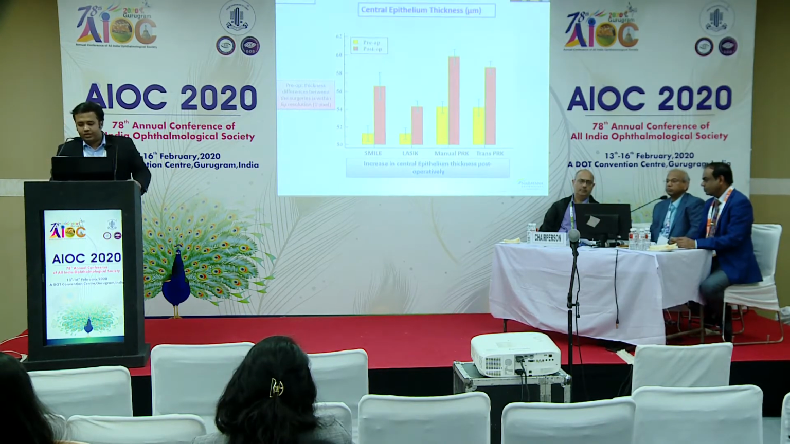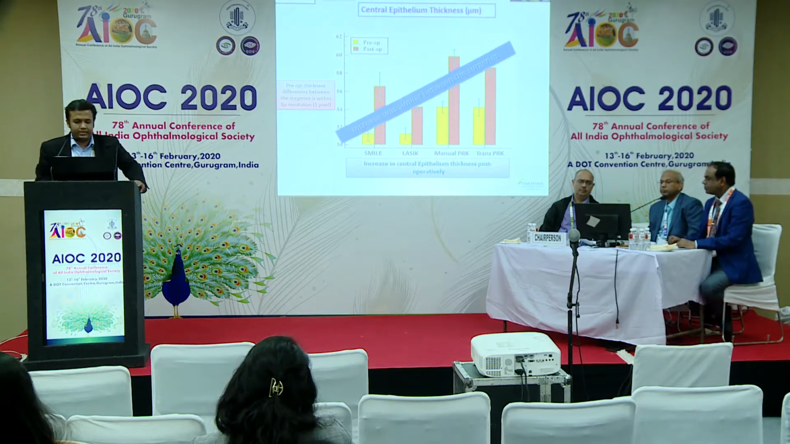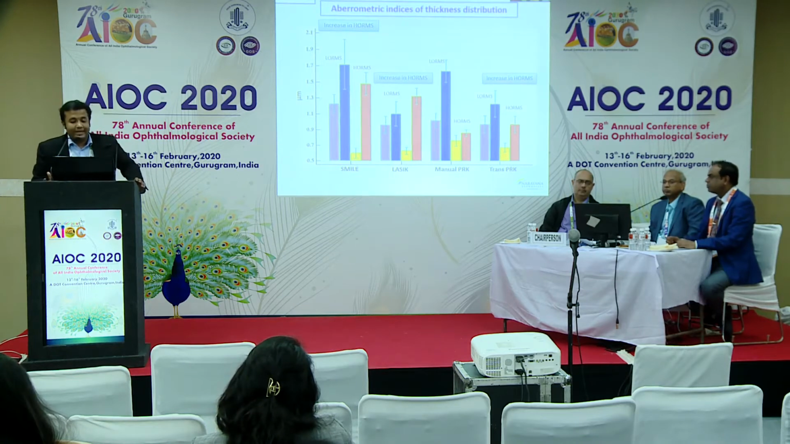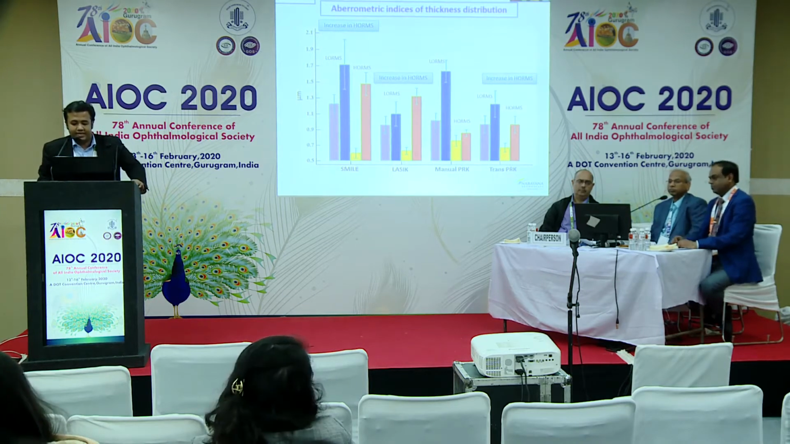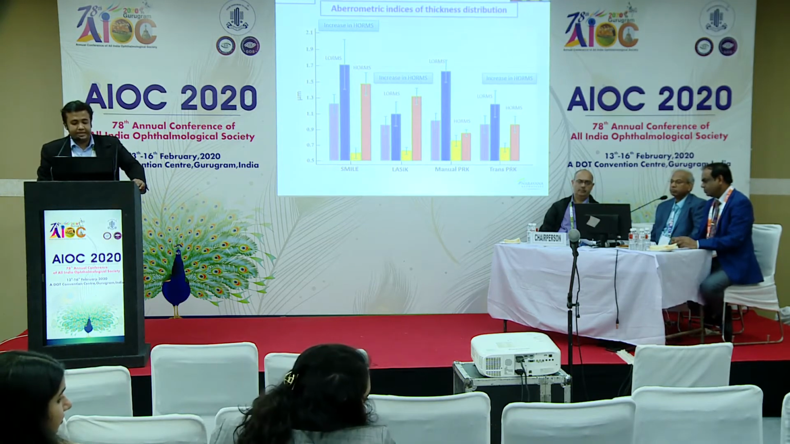So what we found was that the increase in the central epithelium thickness post-operatively was similar between the surgeries. And when we looked at the aberrometric indices, like I said, the epithelium Zernike indices is what we have coined. We looked at the higher order and lower order aberrations. It was increased in cases of SMILE, LASIK as well as in the trans PRKs. But when we looked at the manual PRKs, the lower order aberrations increased.